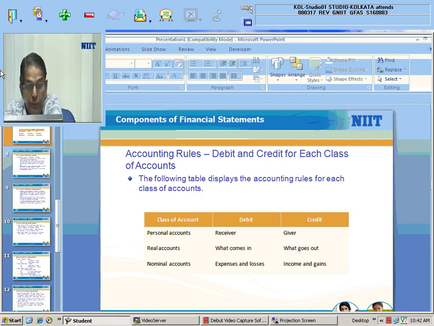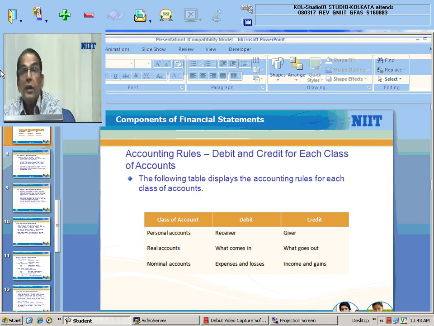Real accounts: debit what comes in and credit what goes out. If cash comes in, then the cash account will be debited. If cash goes out, the cash account will be credited. And nominal accounts: the rule is all expenses and losses should be debited, like when salary is paid. It's an expense, so the salary account should be debited. And credit income and gains. Supposing sales have been made, so income has been generated, so the sales account should be credited.